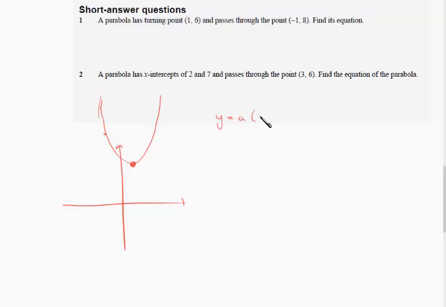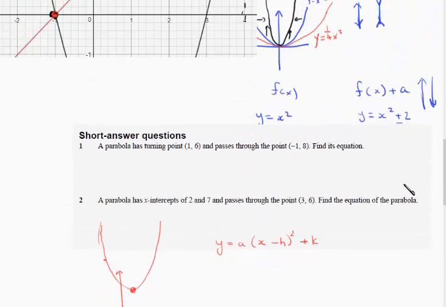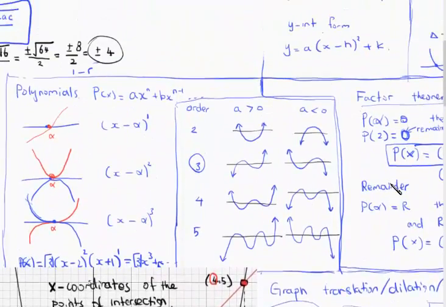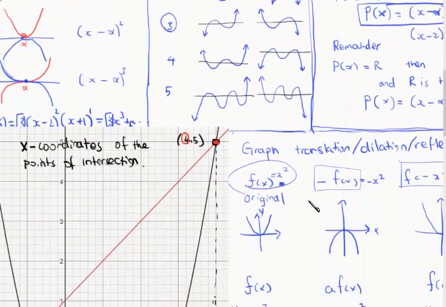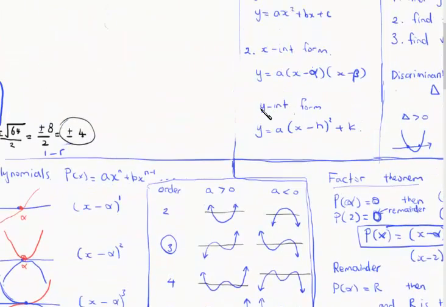The vertex form is this one. I wrote it in the summary. Okay, so we have 3 forms of quadratic equation. One is this one, this one, this one. Depending on what you're given, you can use any of them. But in this case, oh, what did I write, y-intercept form? This has to be the vertex form.